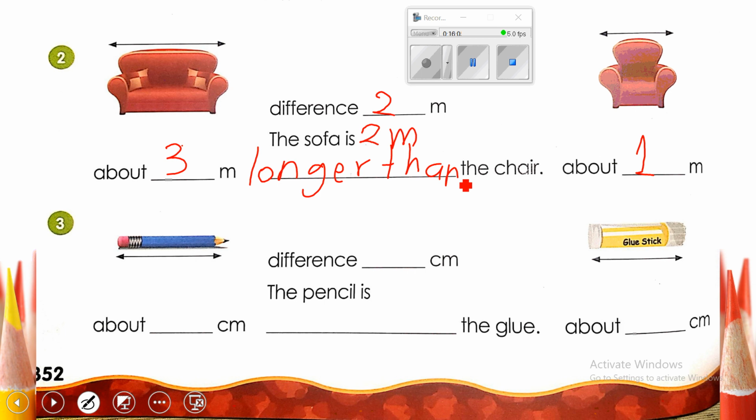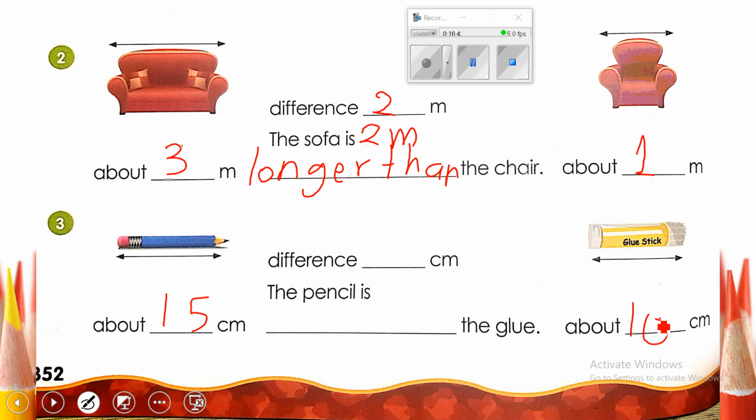Number 3. Here we have to find a real pencil and a real glue stick, and then we compare. My pencil is about 15 centimeters and the glue is about 10 centimeters. I want to find the difference. Your measurements for sure will be different from mine because you have different glue and different pencils. Your sofa and armchair are different from mine. So if we have different answers, it's right because I'm bringing real objects.